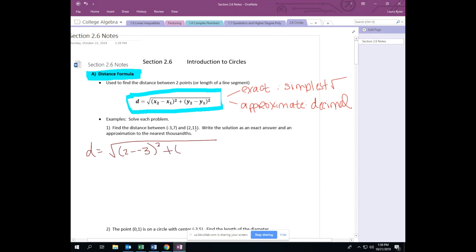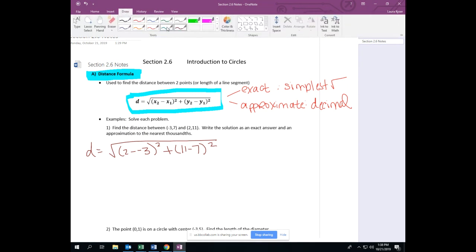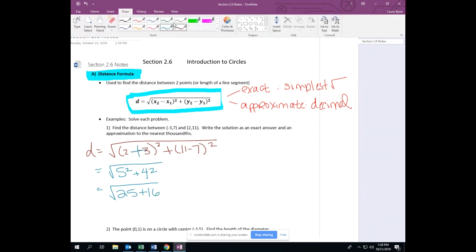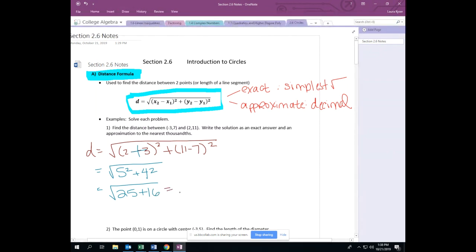Then we take y2 minus y1 and square that: 11 minus 7 squared. 2 minus negative 3 really means plus, so we're looking at 5 squared plus 11 minus 7 is 4 squared. And then we're going to square each one of these values. So we've got the square root of 25 plus 16. Add 25 and 16 together, and we're looking at the square root of 41.